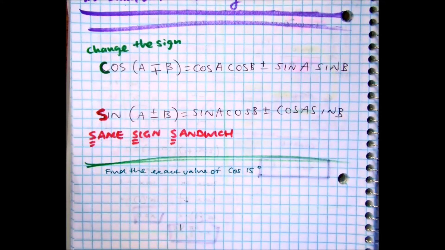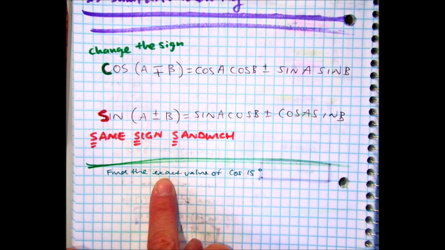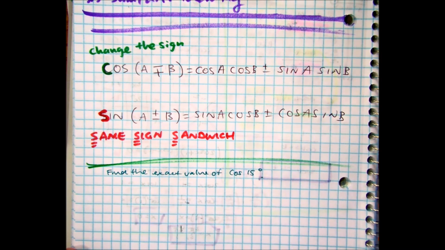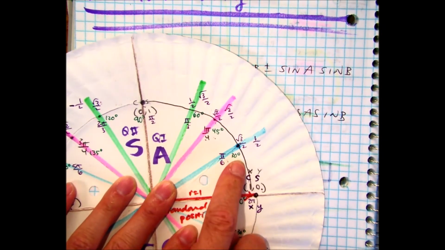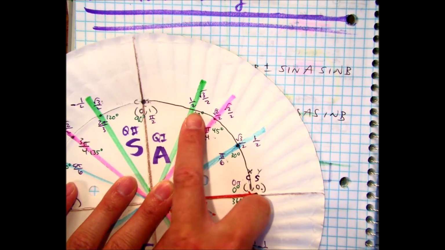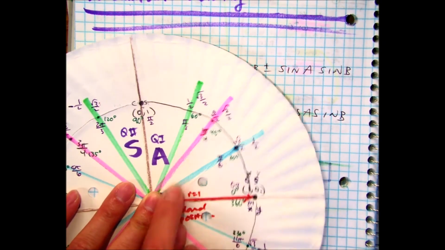The problem tells us to find the exact value of cosine of 15 degrees. Here's your hint: exact value, you're most likely going to have a radical sign. Well, let's locate cosine of 15 on a unit circle. I have 30, I have 45, and I have 60, but I don't have cosine of 15 degrees. There is no 15 degrees.